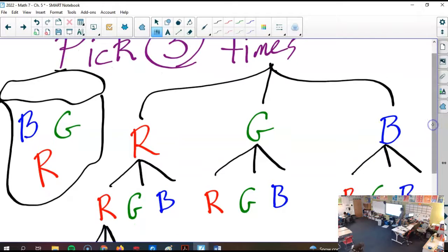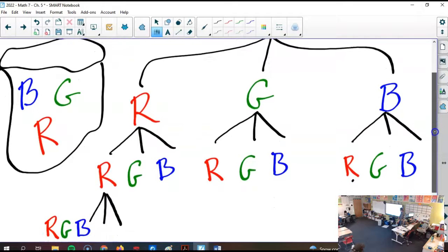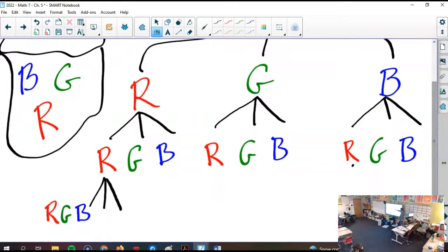So finish this out. This is pick one, right? When we went to red, green, blue. I don't think we had time on Friday to finish this out. This was picks two. There was a lot more to write here. Red, green, blue, red, green, blue, red, green, blue. And then picks three. But mine got a little goofed up there.